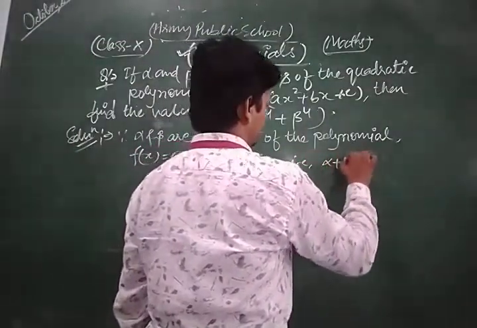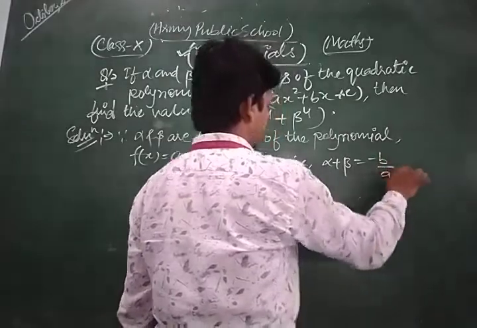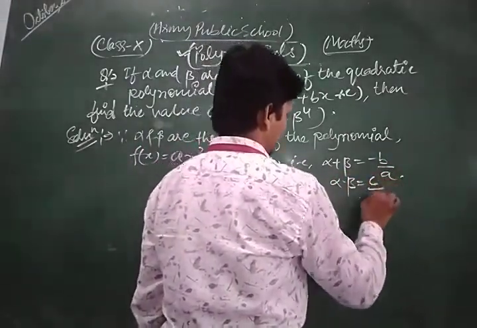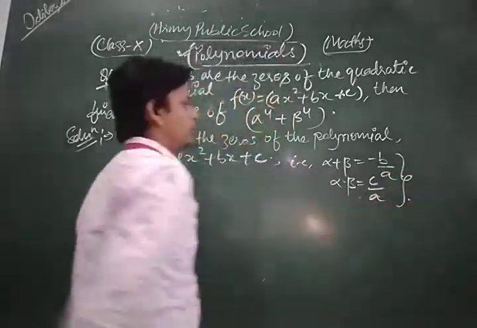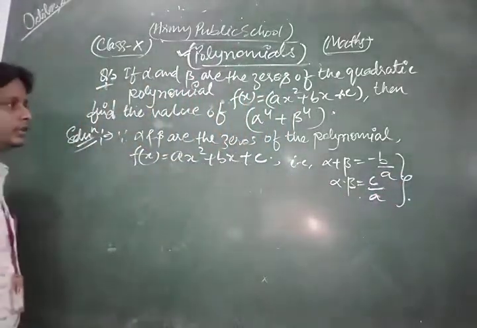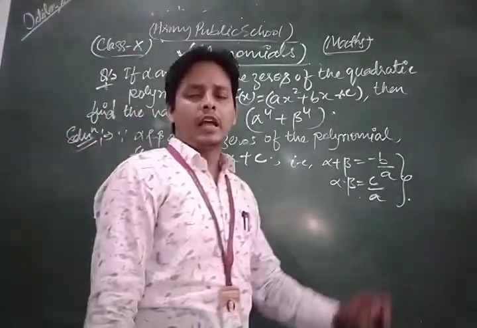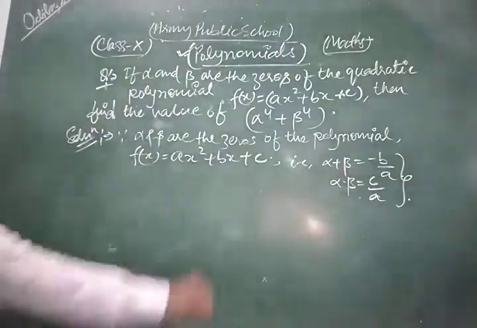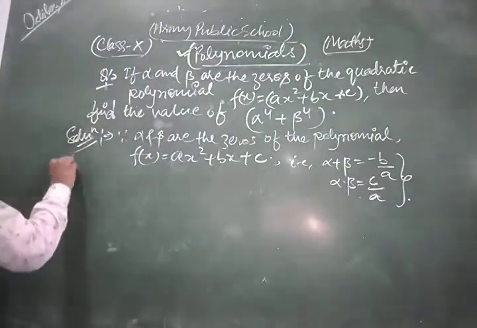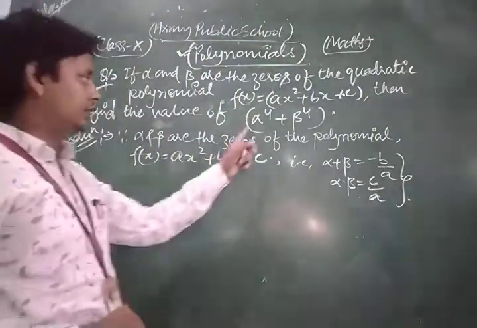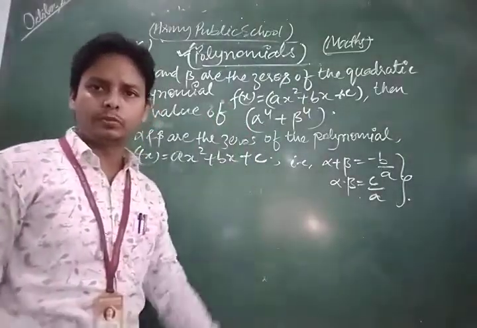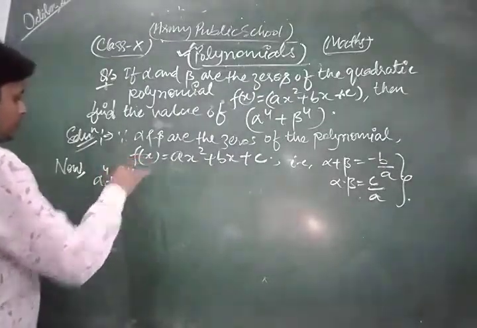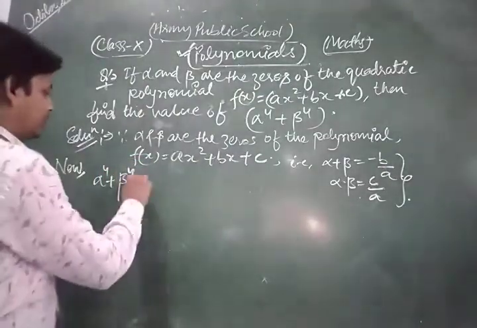That means the sum of zeros is equal to minus b upon a, and the product of zeros is c upon a. Sum of zeros is minus b upon a, and the product of zeros is c upon a. Now we find the value of alpha to the power 4 plus beta to the power 4.